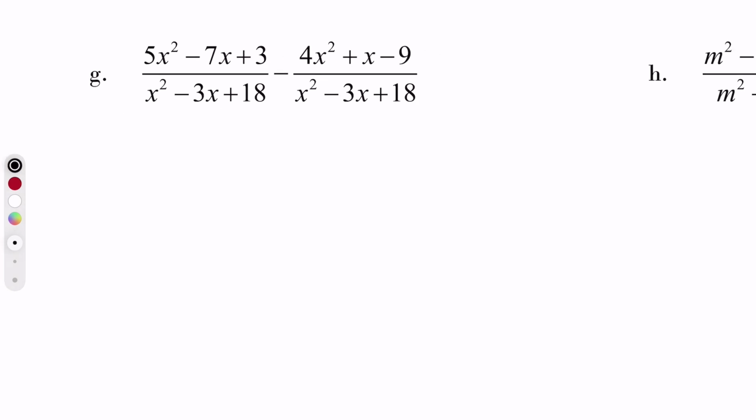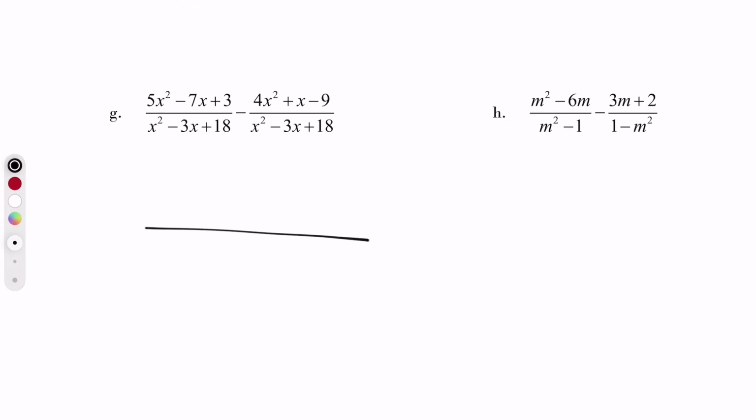Oh, good. Another one with the same denominator. I like these. All right, so let's do all of this over x squared minus 3x plus 18. I'm going to go term by term. I'm going to go slow. I don't want to mess up. 5x squared minus 4x squared, okay, that's x squared. Negative 7x, take away x, okay, that's negative 8x. And what's left? 3 minus negative 9 is 12.